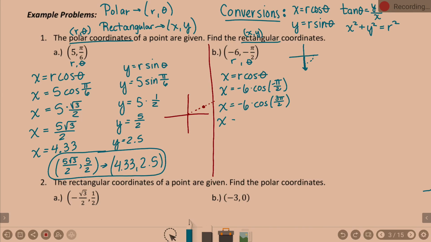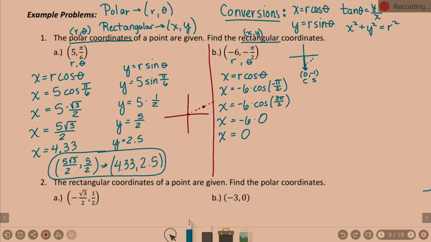What is the cosine of negative pi over 2 or 3 pi over 2, whichever way you're thinking about it? 0. 0, because remember, what's the ordered pair here? 0, negative 1. In an ordered pair, it is cosine, sine. So cosine of 3 pi over 2 is 0. What's negative 6 times 0? 0. So there's our x value.